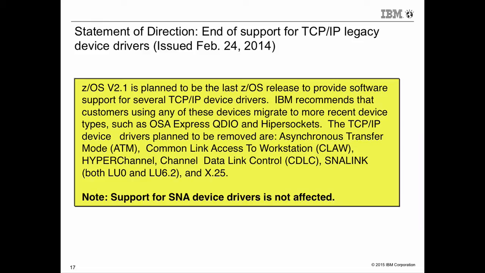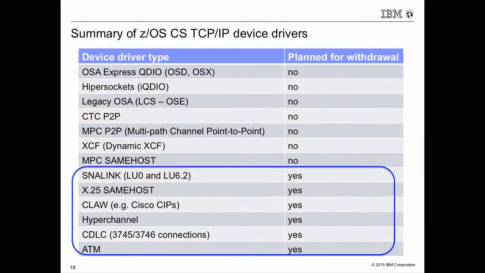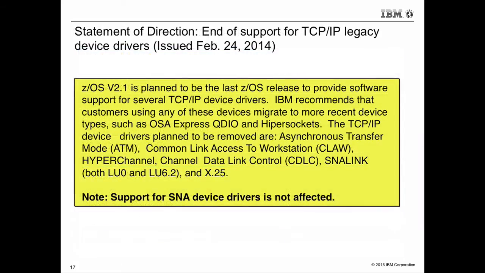Okay, the next topic is the least exciting topic in the entire presentation, and it's basically the fulfillment of a statement of direction we issued pretty much 1 year ago, where we said that there were a number of our older TCPIP device drivers that we were going to remove from support. If we just go to the next chart here, this is a table that shows all of the device drivers that TCPIP has supported for quite some period of time. It's the bottom 6 on that chart that the SOD pertain to, and it said these 6 will no longer be supported after V2R1. And so we're basically fulfilling that in 2.2 and no longer supporting activation of those device types. Now I'm going to back up and point out the bottom bullet of the statement of direction because it was very important.